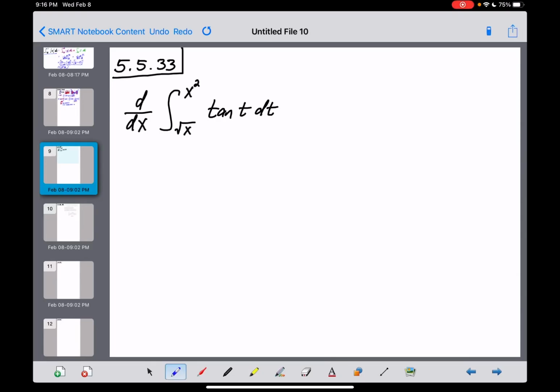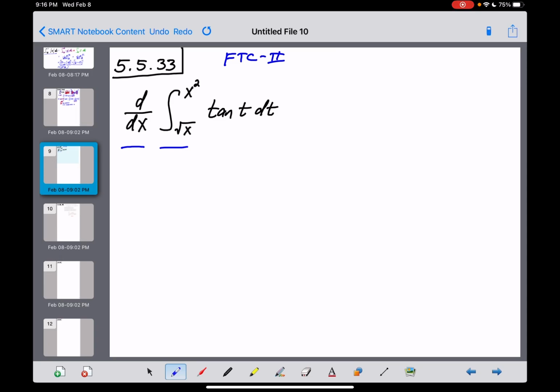All right, number 33, they're asking us to take the derivative with respect to x of a definite integral with x's as both limits of integration of tangent of t dt. So hopefully we recognize what this is, guys. A derivative of a definite integral. This is an FTC Part 2 problem.